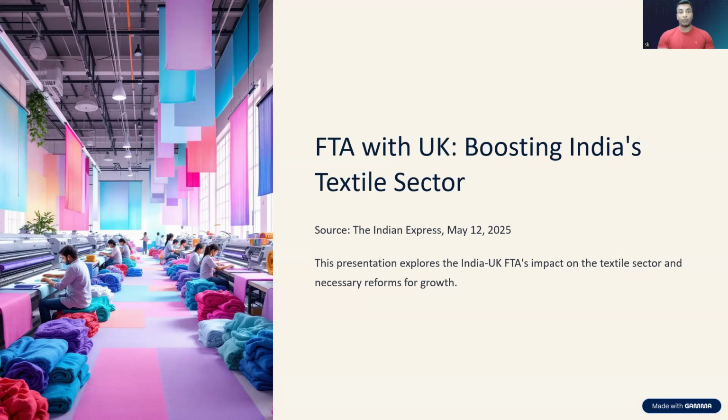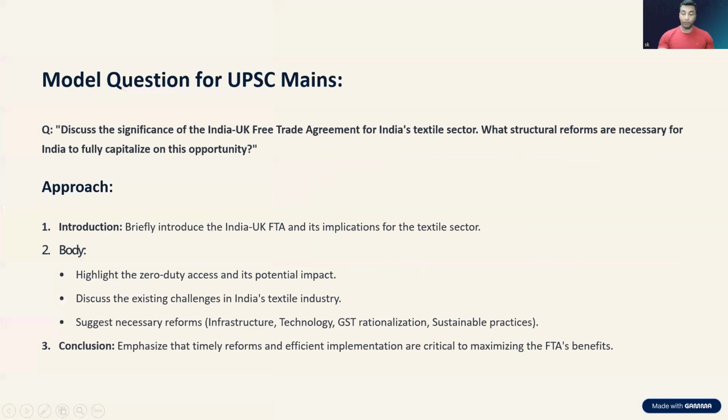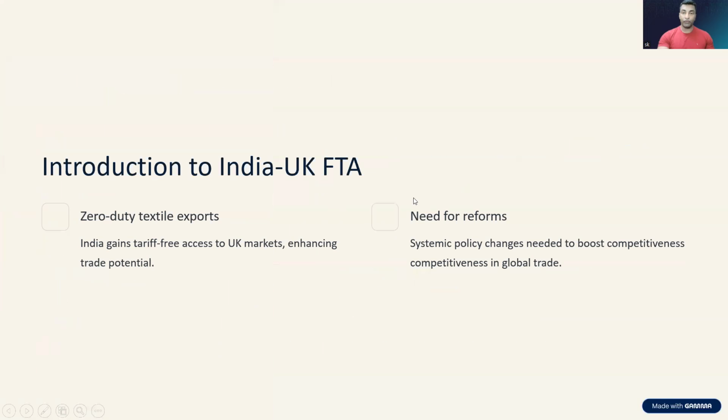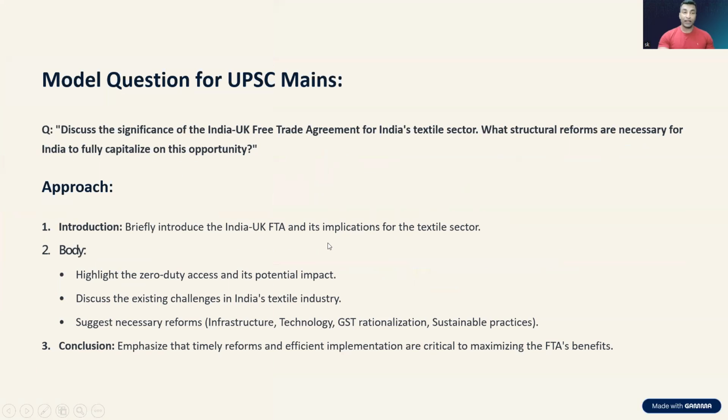But again, if you need to reap its full benefit, we need some strategic reforms, and you need to enhance the competitiveness within the domestic industry. Related to this, you can get questions, and that's exactly what we need to discuss. Its relevance is there in your paper two also, because it is a bilateral agreement affecting India's interests. And it is connected with your GS paper 3 also, because of economic development and trade, and employment generation in the textile sector. So it is connected with both of these papers.